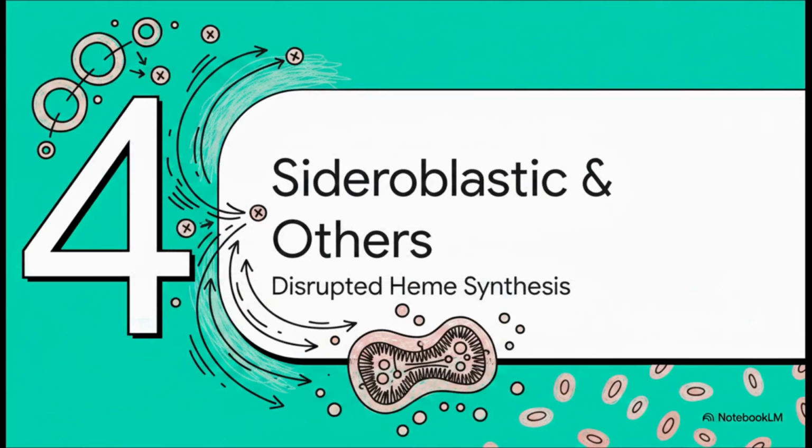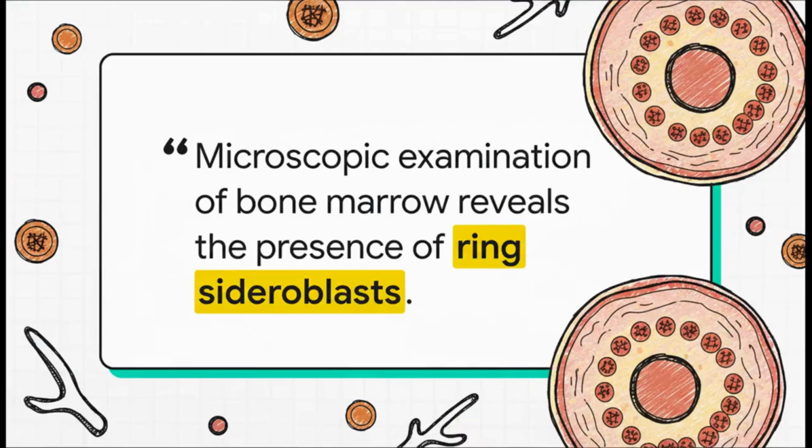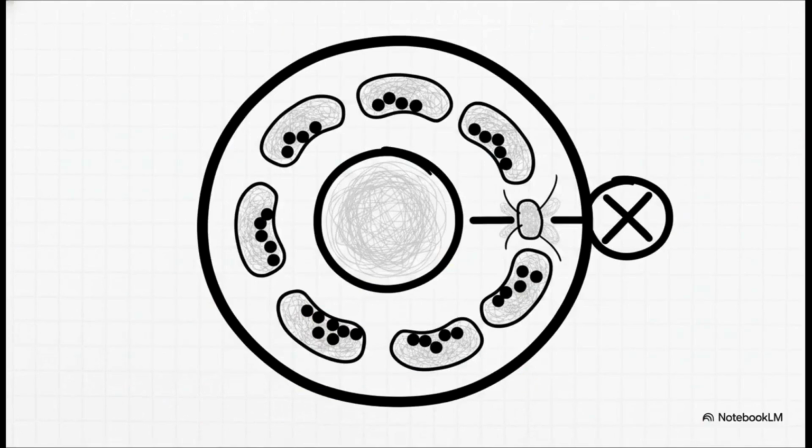A ring sideroblast is basically an immature red blood cell precursor in the bone marrow that has a visible ring of iron-loaded mitochondria circling its nucleus. So in sideroblastic anemia and the incredibly rare IRIDA, which stands for iron refractory iron deficiency anemia, the iron makes it to the red blood cell precursor just fine. The real problem is ineffective iron utilization. The iron gets biochemically locked out of the final assembly line and just cannot be incorporated into the protoporphyrin ring to make heme. Instead, it just piles up in the mitochondria.